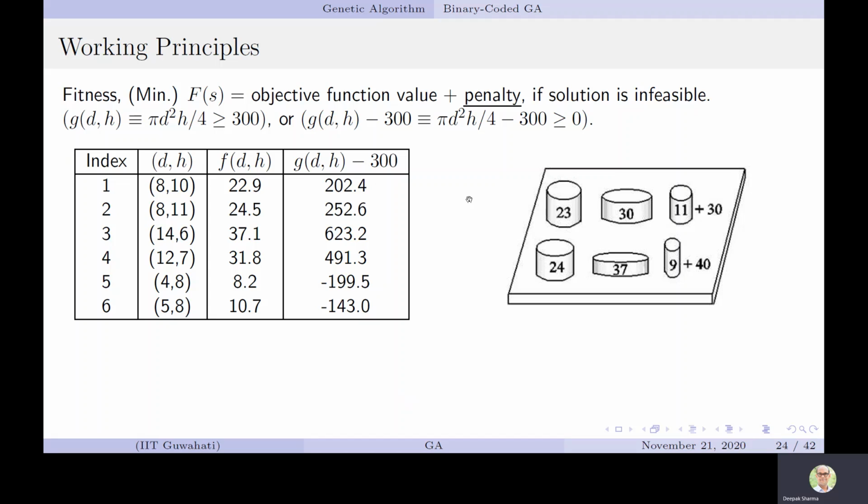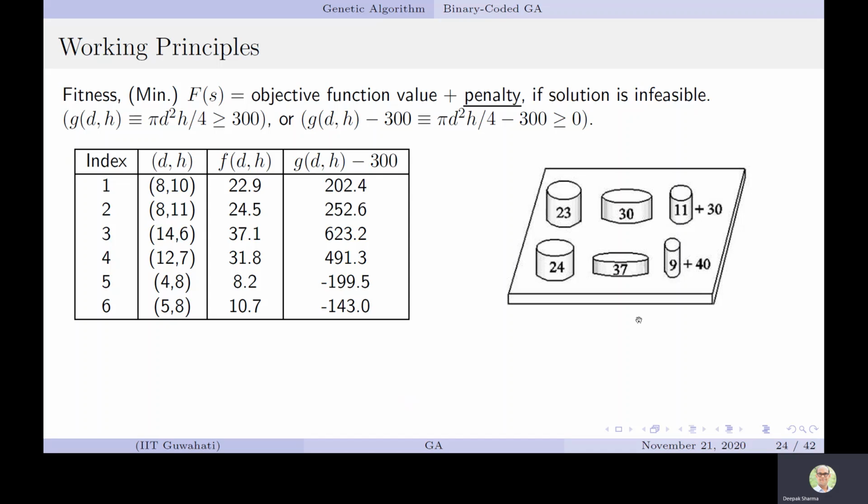Yeah, so as our constraint was represented in terms of Gj of x greater than 0, in the last column of the table you can see G minus 300 is nothing but greater than 0. Now, as we have understood, solutions 5 and 6 are the infeasible solutions. So looking at their constraint violation, like minus 199.5 and minus 143, we will be assigning a penalty.